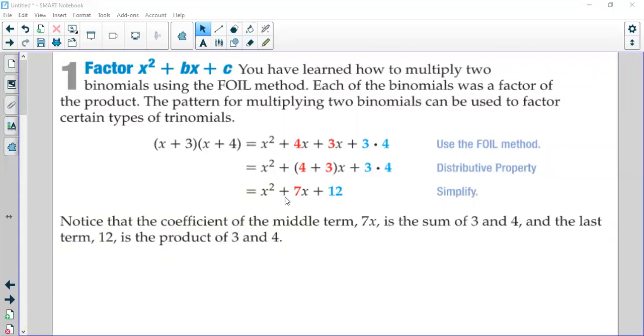Well, they're saying, hey, take a look at these two numbers, these last terms, the L values in FOIL. 3 times 4 gave us the 12. That's the C value. And positive 3 and positive 4 together gave us positive 7. That's the B value. And that's what we're going to look at when we factor these. We're going to now have this trinomial and be asked to break it back down into this binomial.